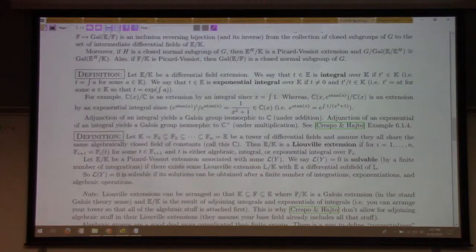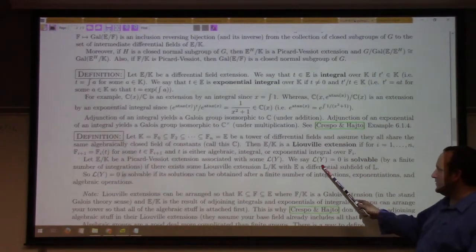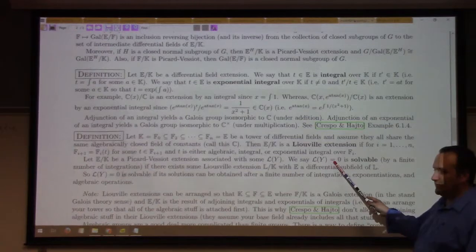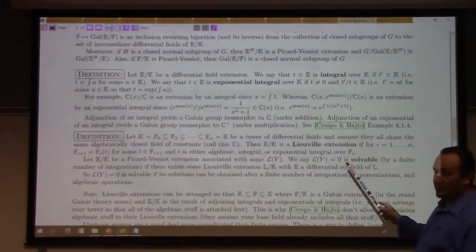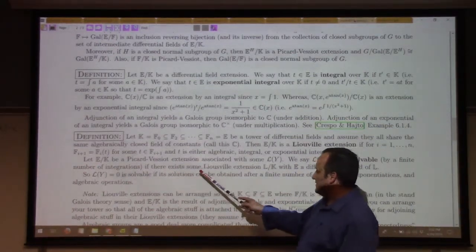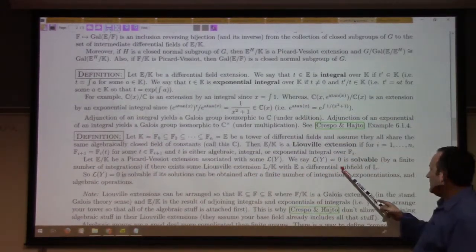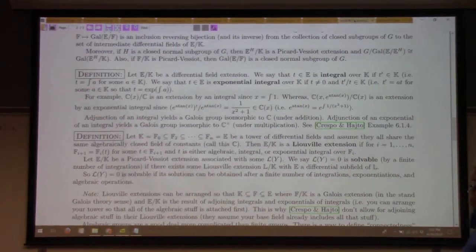And so what does it take for a differential equation to be solvable? We say that the differential equation L of y equals 0 is solvable by a finite number of integrations if there exists some Liouville extension L with E a differential subfield of L. So L of y equals 0 is solvable if its solutions can be obtained after a finite number of integrations, exponentiations, and algebraic operations, right? So that's sort of describing differential equations which take elementary functions as their solutions, is the idea.